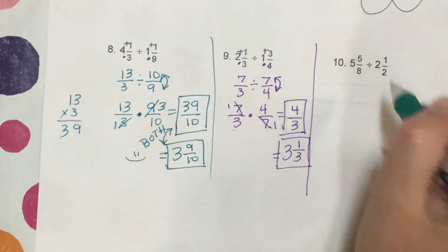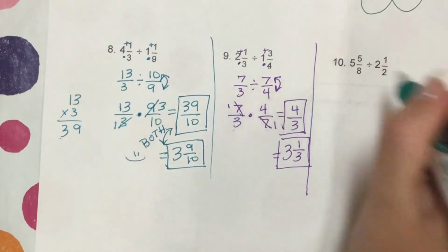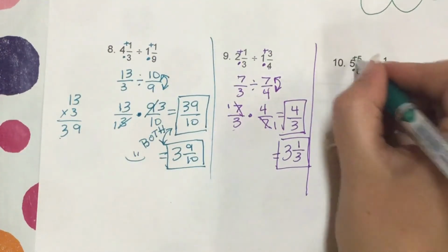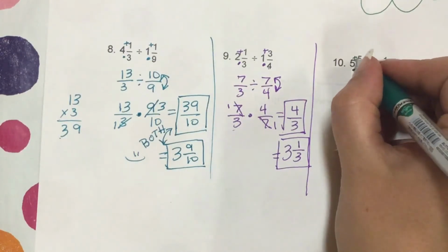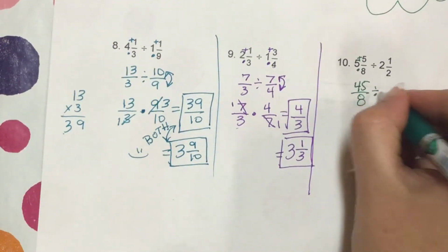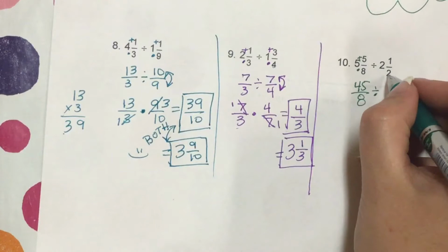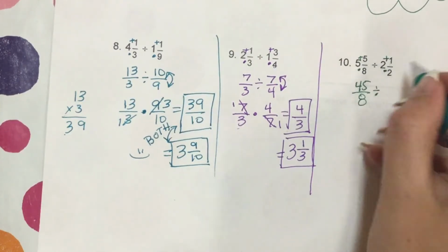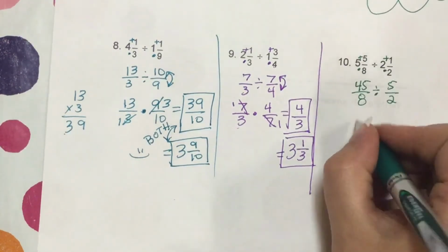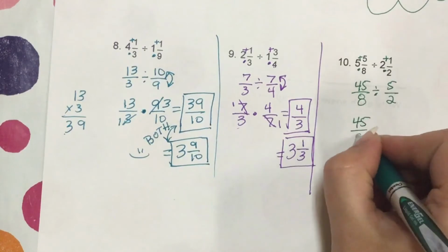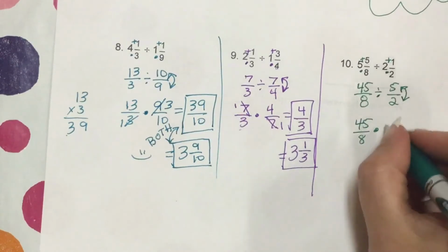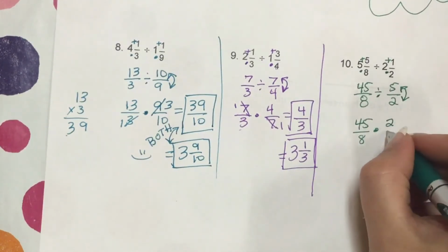5 5/8 divided by 2 1/2. Perfect. The first thing we need to do is just change it into improper fractions. So we're going to multiply and then add. 8 times 5 is 40, plus 5 is 45 over 8, divided by 2 times 2 is 4, plus 1 is 5, so 5 over 2, okay? And then what we do is we change it to a multiplication problem, which means we're going to invert this divisor. So instead of 5 over 2, we're going to flip it, and it's going to be 2 over 5.